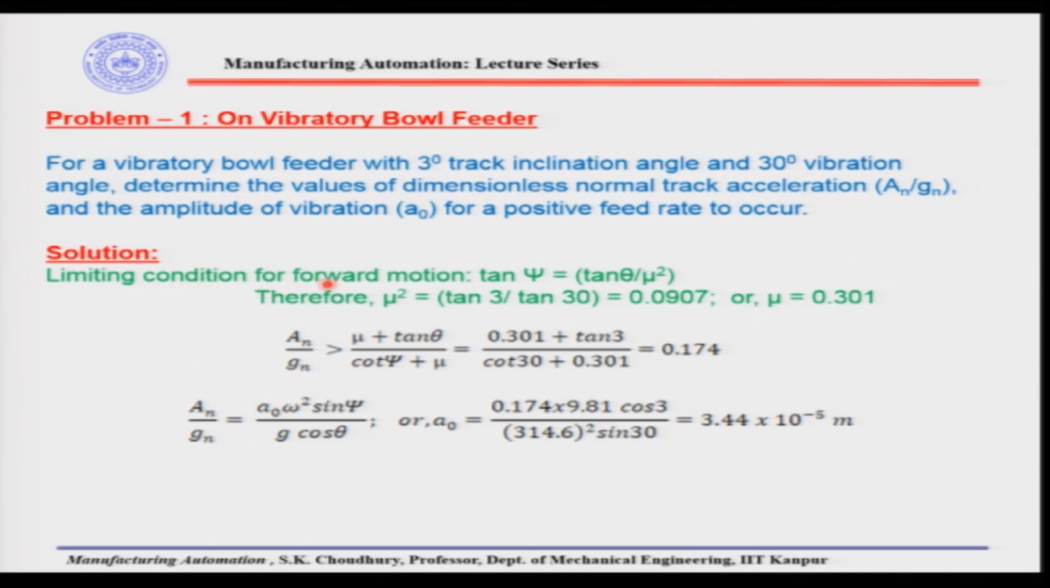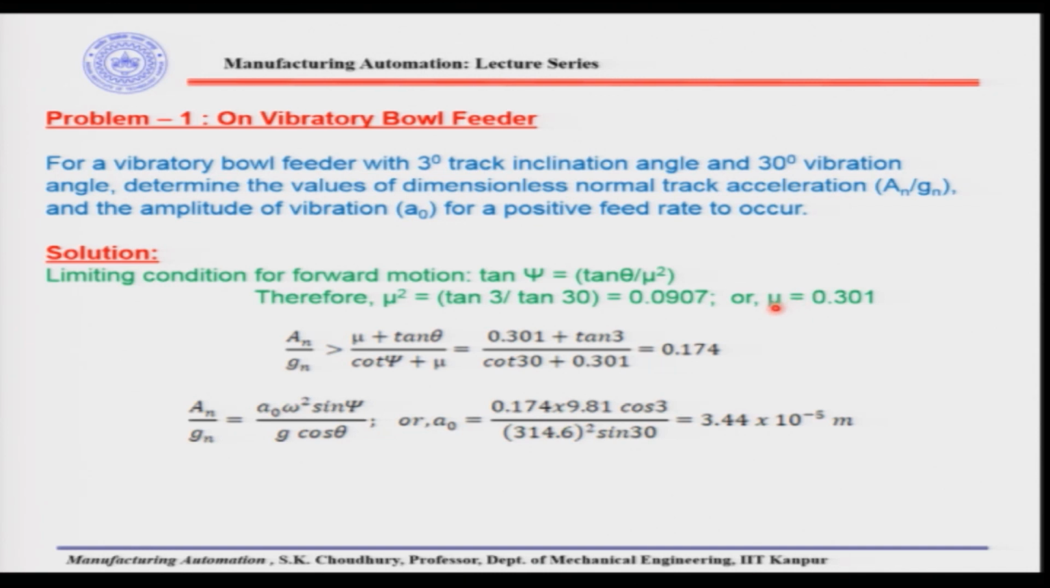So, the limiting condition for forward motion is tan of the vibration angle equal to tan theta divided by mu square. You remember that we have done this; this is the forward motion, and finally we got it there by simplifying. Therefore, mu square is equal to tan psi divided by tan theta. Psi is given as 3°, the vibration angle, and the track inclination angle theta is 30°. So, tan 3 divided by tan 30 will be 0.0907, and therefore the mu will be 0.301. You can find the square root of this.